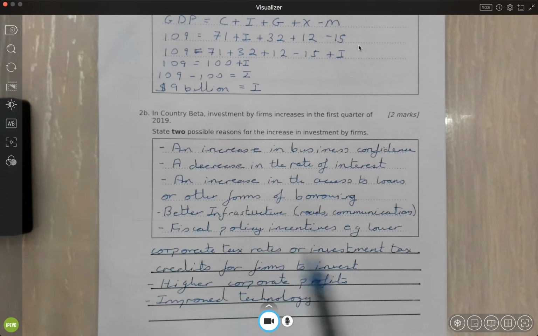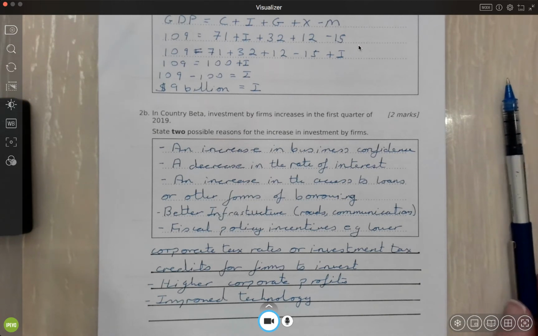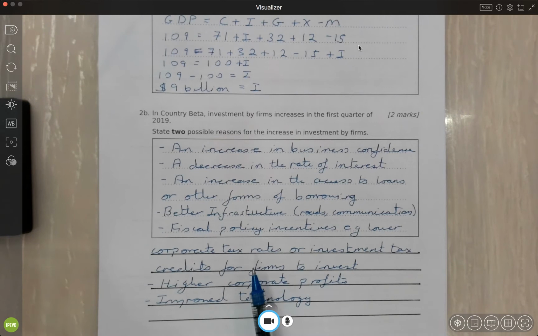Now, fiscal policy is any action taken by the government to do with taxation or government spending with the view of achieving some macroeconomic objectives. Okay, so if they lower corporate tax, because again it's taxation or spending, or they give an investment tax credit for firms to invest, well then firms are going to find it more profitable to produce goods and services, and as such they're going to be more likely to invest in capital, which helps them produce more goods and services. So that's another reason that investment can increase.